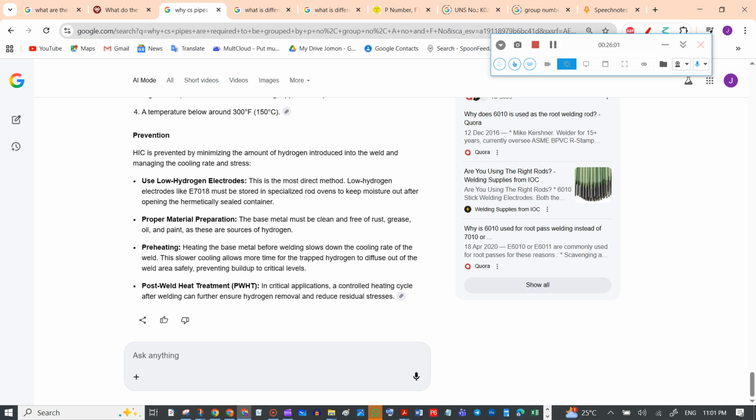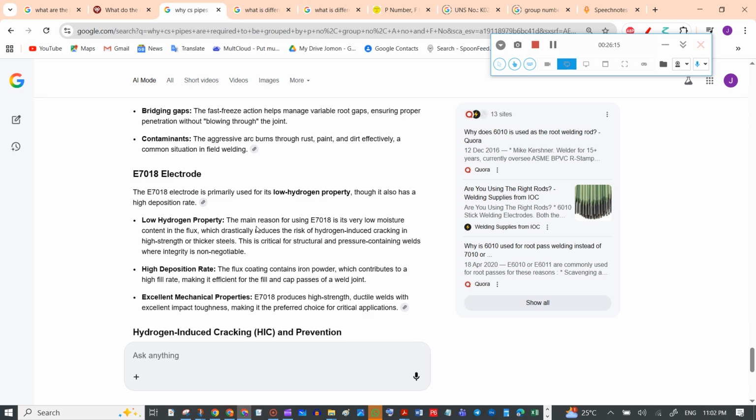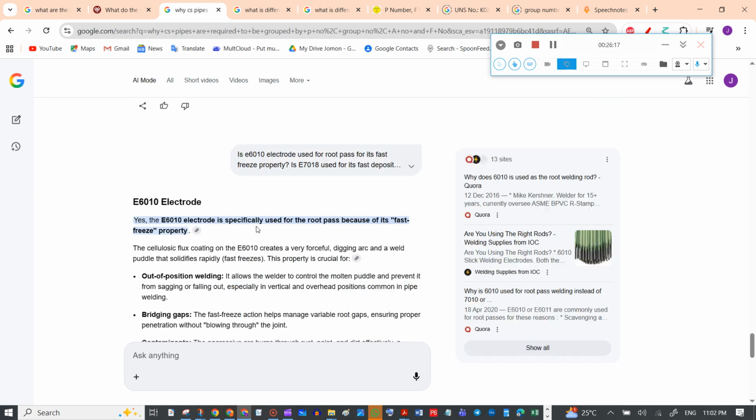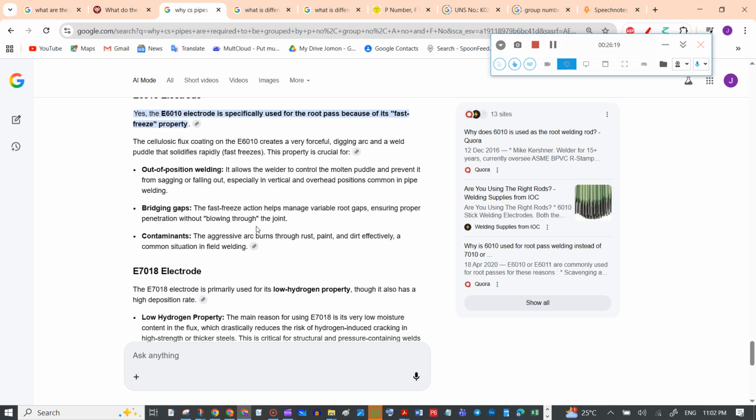And we also do post weld heat treatment in critical applications. A controlled heating cycle after welding can further ensure hydrogen removal and reduce the residual stress. So far we have discussed the electrode. Now in the next section we will move on.